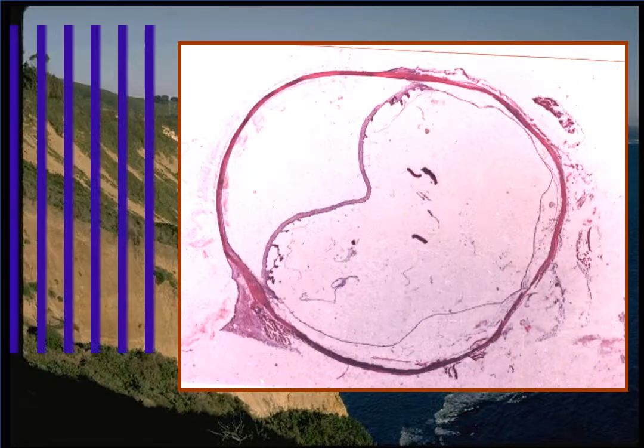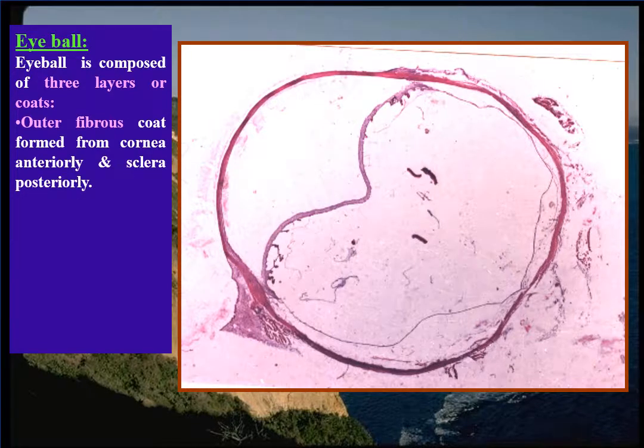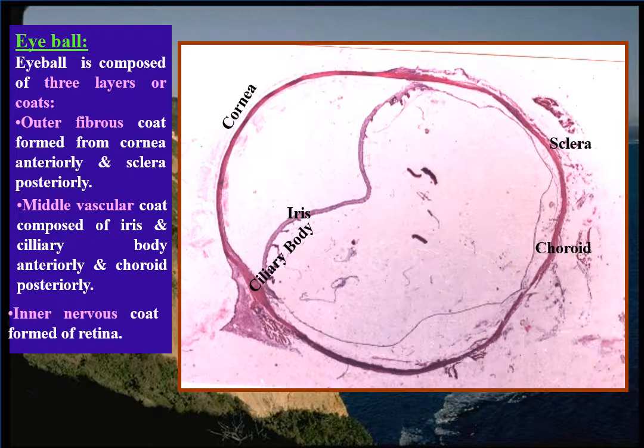Eyeball, its wall is composed of three coats. Outer fibrous coat formed from cornea anteriorly and sclera posteriorly. Middle vascular coat composed of iris and ciliary body anteriorly and the choroid posteriorly. Then finally the nervous coat or the inner coat, which is the retina.